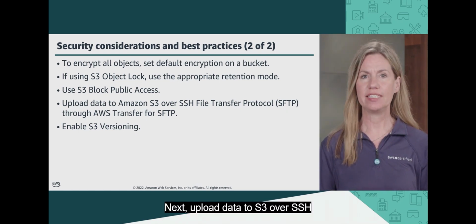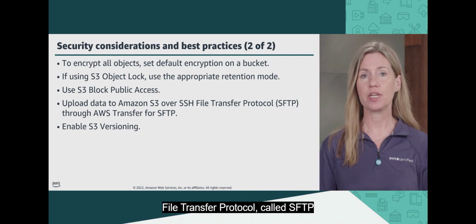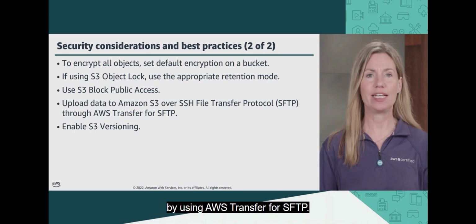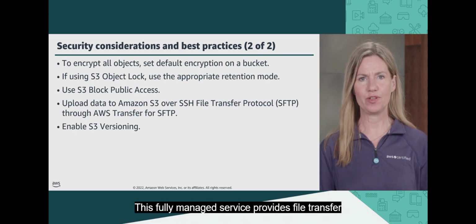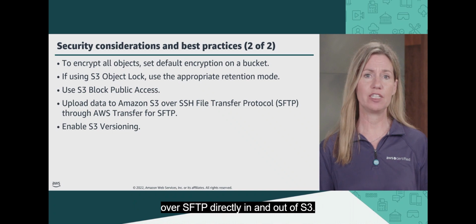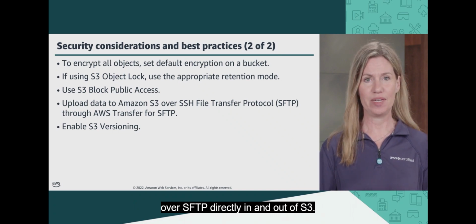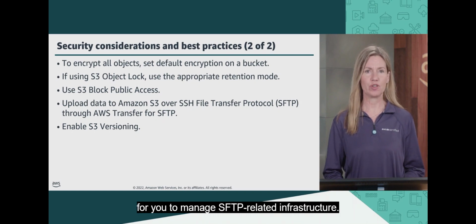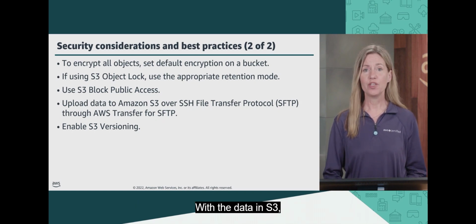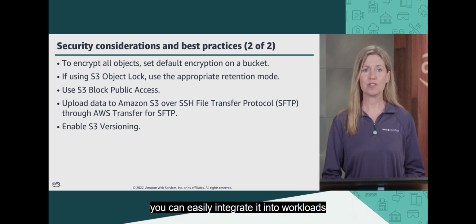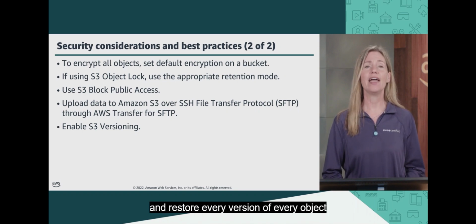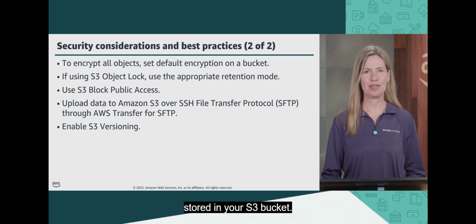Next, upload data to S3 over SSH file transfer protocol, called SFTP, by using AWS Transfer for SFTP. This fully managed service provides file transfer over SFTP directly in and out of S3. Using this service eliminates the need for you to manage SFTP-related infrastructure. With the data in S3, you can easily integrate it into workloads that use a broad array of AWS services. And finally, use S3 versioning to preserve, retrieve, and restore every version of every object stored in your S3 bucket.